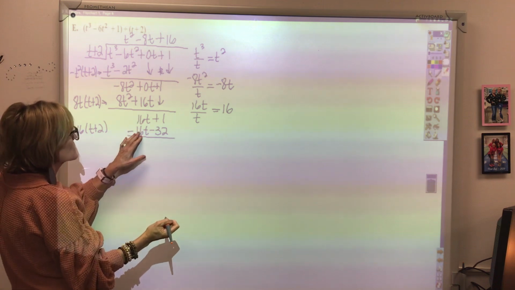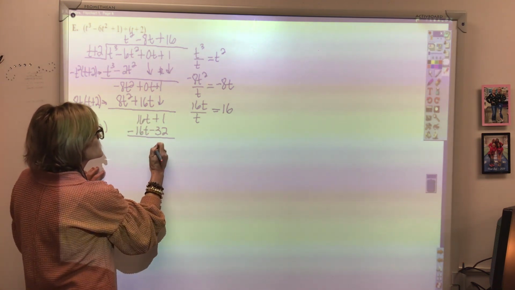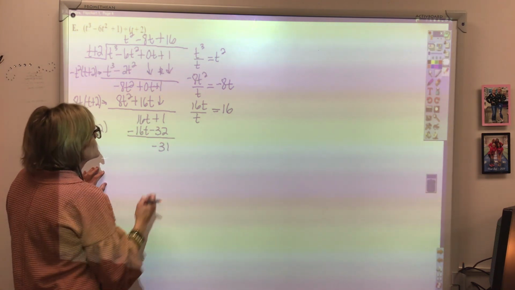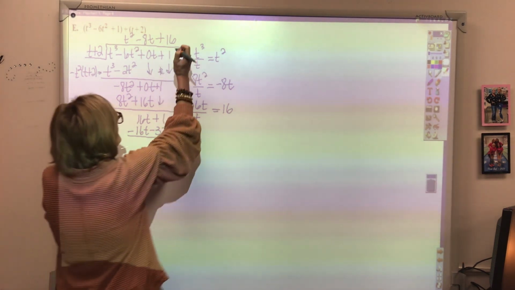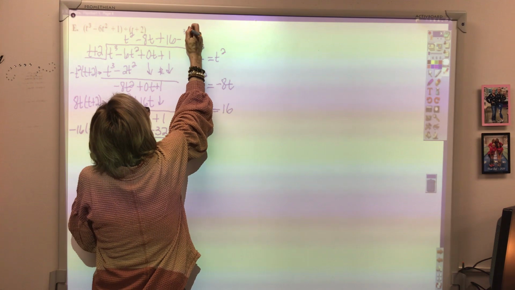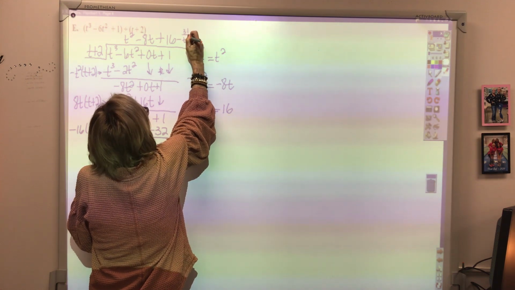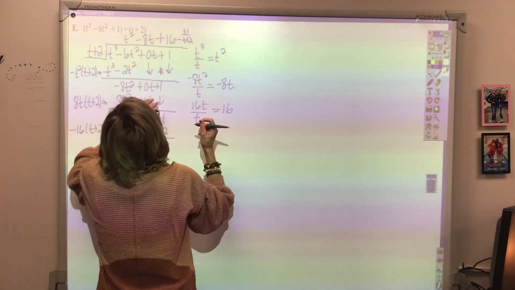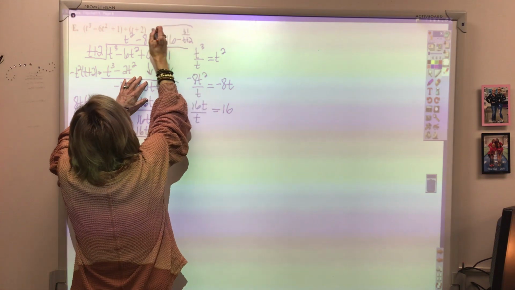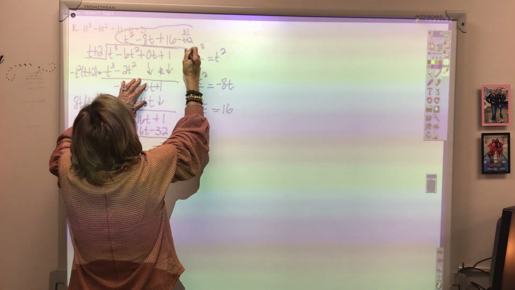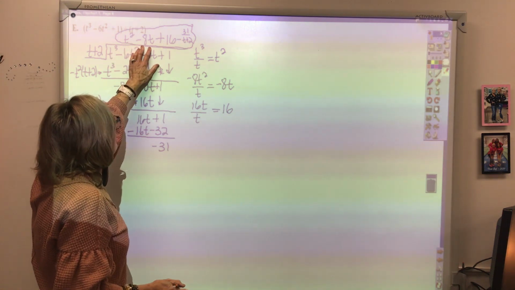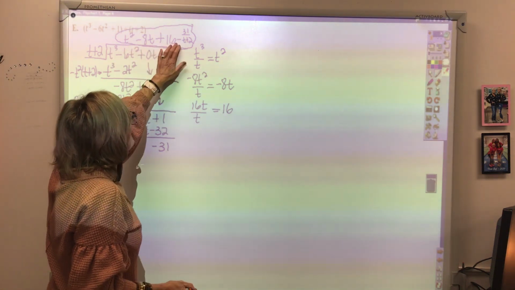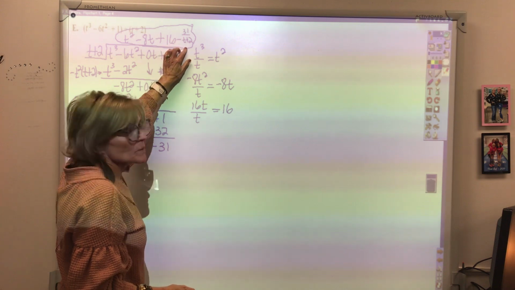The t's will cancel. 1 minus 32 is negative 31, which can't be divided by t, so our remainder would be minus 31 over t plus 2. Maybe I should circle this answer since I've got other stuff in its way. T squared minus 8t plus 16 minus 31 over t plus 2.